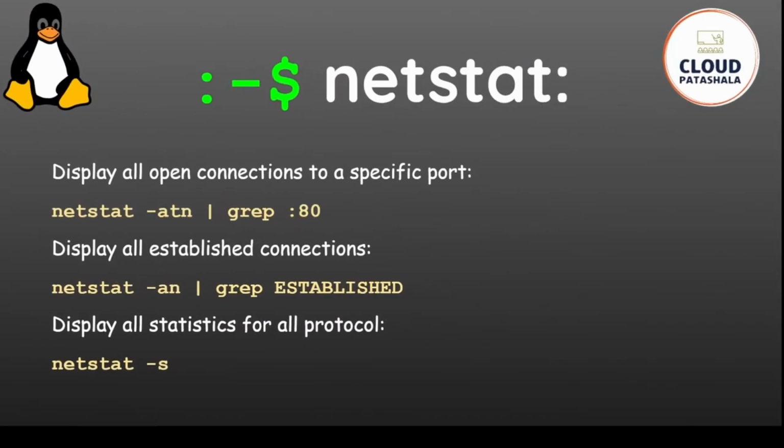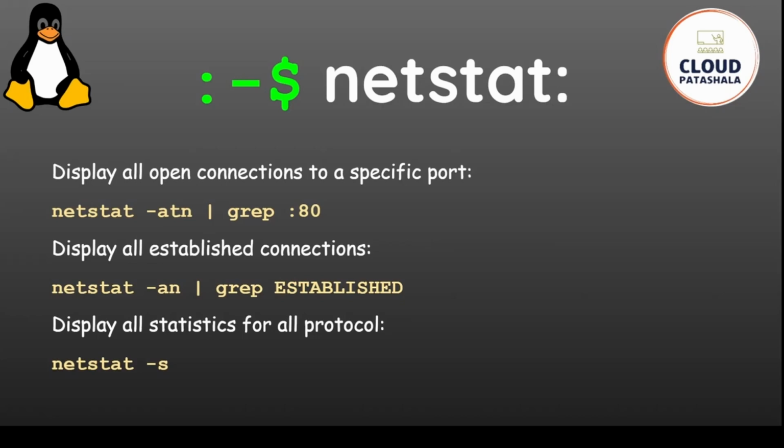To display all the open connections to a specific port, what you could say is netstat -atn. Then you could do a grep on that particular port number, which would give you the details of all the connections that are open on that particular port. To display all the established connections, you could utilize the grep command to search for established, and that would give you a very quick overview.